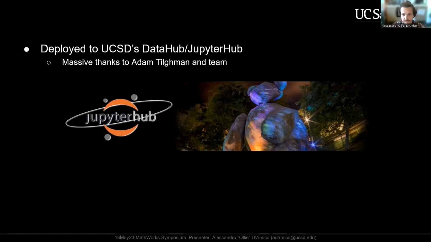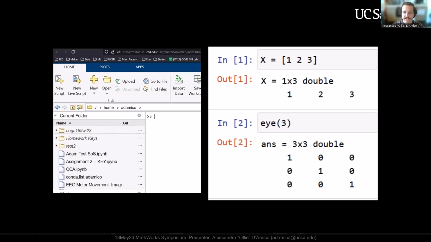So now, any instructor at UCSD that plans on using DataHub can request the MATLAB kernel, and you can both use the MATLAB online kernel or just use it within Jupyter Notebooks. So hopefully now nobody is forced to pick an option just because of unavailability.